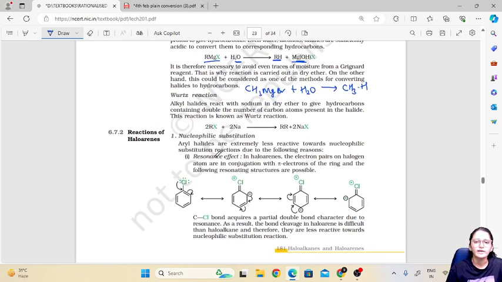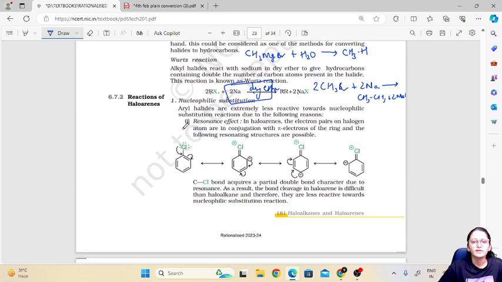Then the next very important reaction is Wurtz reaction, which is carried out when an alkyl halide is treated with sodium in dry ether. So sodium and dry ether are the conditions required for the Wurtz reaction. When two molecules of alkyl halide are treated with them, both the alkyl groups get attached to each other, along with a side product. So 2CH3Br plus 2Na in the presence of dry ether will give CH3-CH3 plus 2NaBr. These are the products.